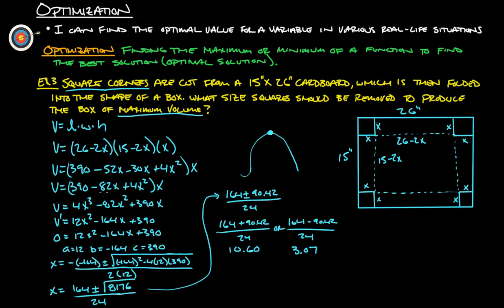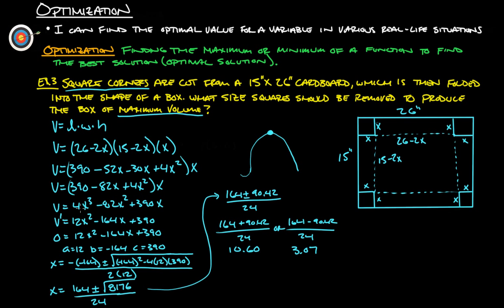I collected these two like terms to get this here, and then I distributed the x to all of those and reordered it as well. So I put 4x cubed first, minus 82x squared, plus 390x. Okay, now that's the function.